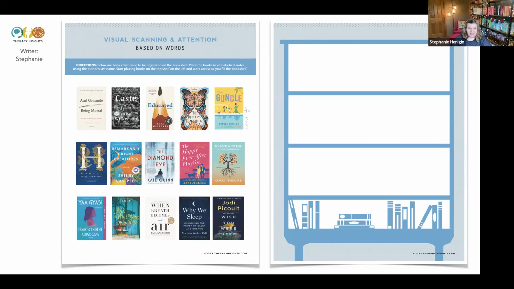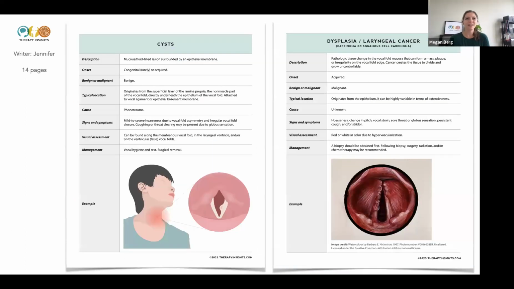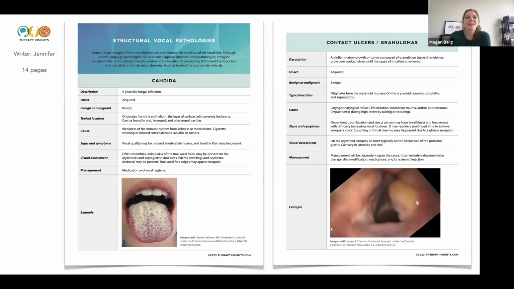But I cut you off. What book did you say you were reading right now? Right now I'm reading Barbara Kingsolver's new novel, Demon Copperhead. Yeah. Cool. So yeah, okay. I'm excited about these. Yeah, excellent. Thank you, Stephanie. All right, moving on to the next resource.